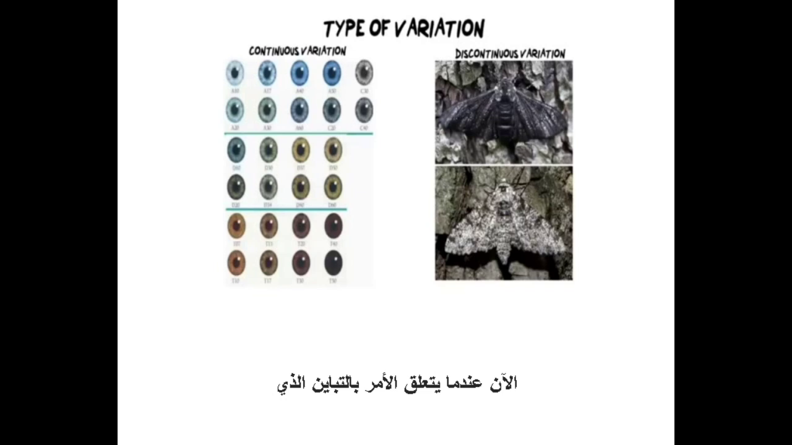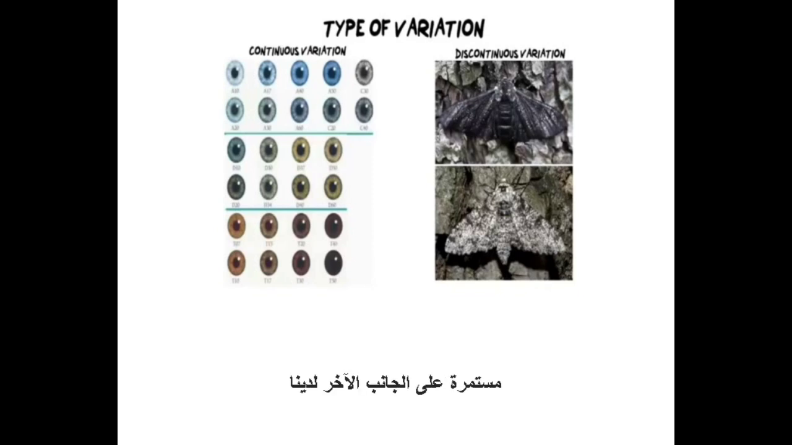Now, when it comes to the variation that we see in these species that we have mentioned now, there are two types. If we're talking about variation in a species, you can have continuous variation or you can have discontinuous variation. And it's pretty self-explanatory by these pictures, but essentially continuous variation means there is a continuous or endless amount of possible combinations and lots of in-betweens. And eye color is a perfect example of that.